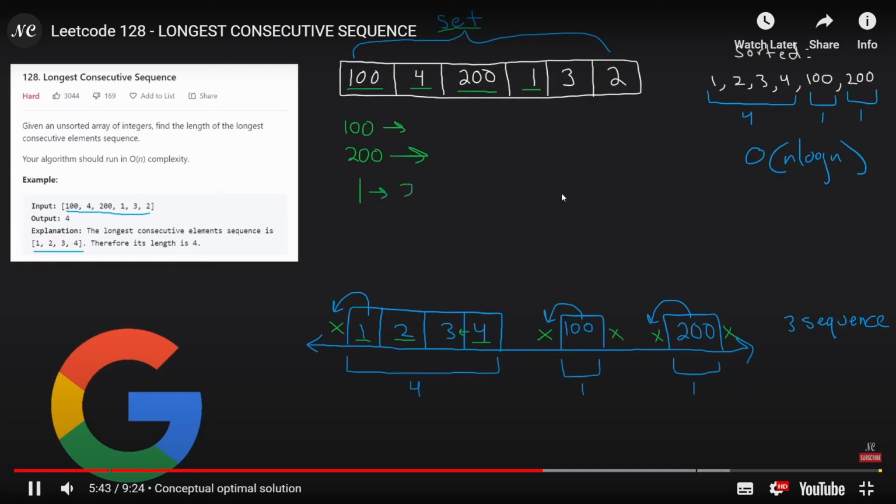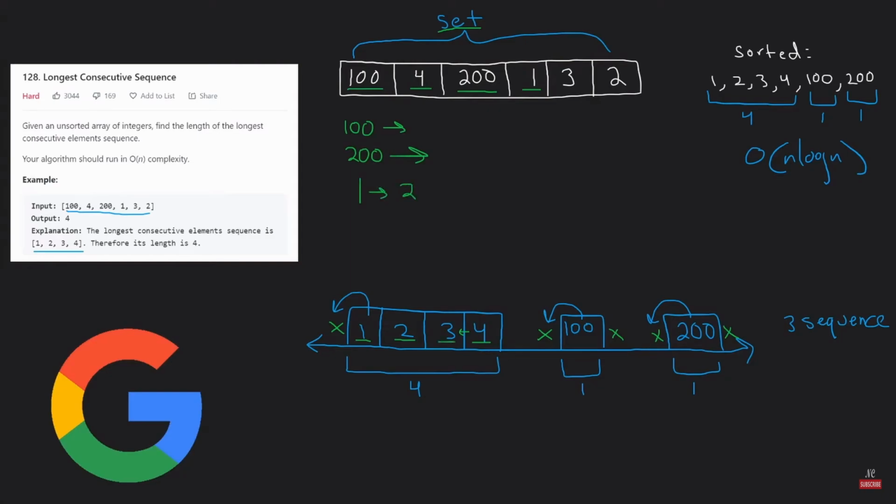I don't know. Now let's check if the next number, 3, exists in our set. Yes, it does, so let's make it even longer. Now, does 4 exist in our set? Yes, it does. Now let's check if 5 exists in our set. It doesn't, right? There is no 5, so we can't make this sequence any longer.